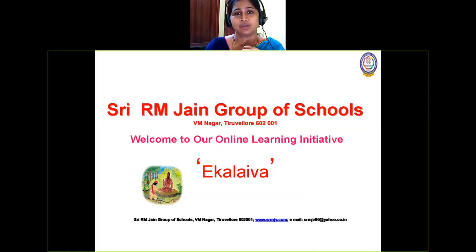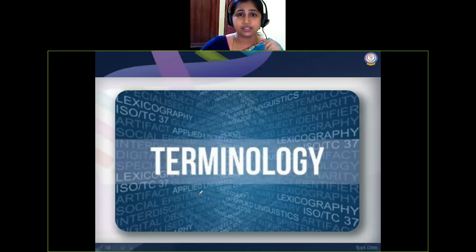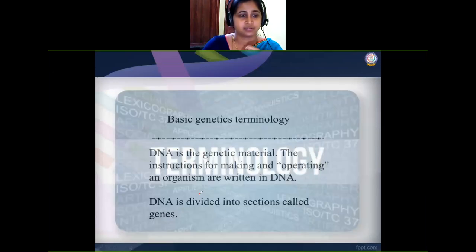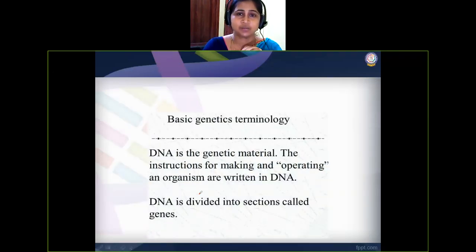Last class we saw about genetics, introduction, and a few terms like dominant, recessive, phenotype, genotype, and allele. Now, a few more terms we are going to see in detail, one after the other. Okay, so we'll move to the topic. Terminology is very important in genetics. If you know the terms, it is very easy to study. So basic terms we'll see now.